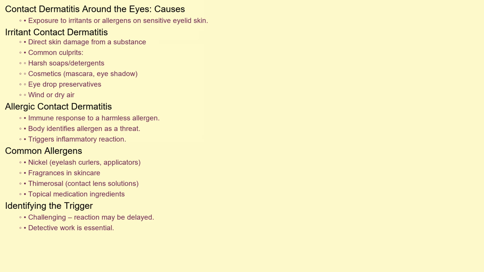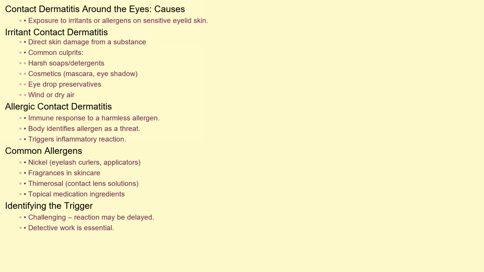So, what exactly causes contact dermatitis around the eyes? Well, it boils down to exposure to substances that irritate or trigger an allergic reaction in the sensitive skin around the eyelids. In irritant contact dermatitis, the reaction is a direct result of a substance damaging the skin. Common culprits here include harsh soaps, detergents, certain cosmetics like mascaras or eye shadow, preservatives in eye drops, and even prolonged exposure to wind or dry air.